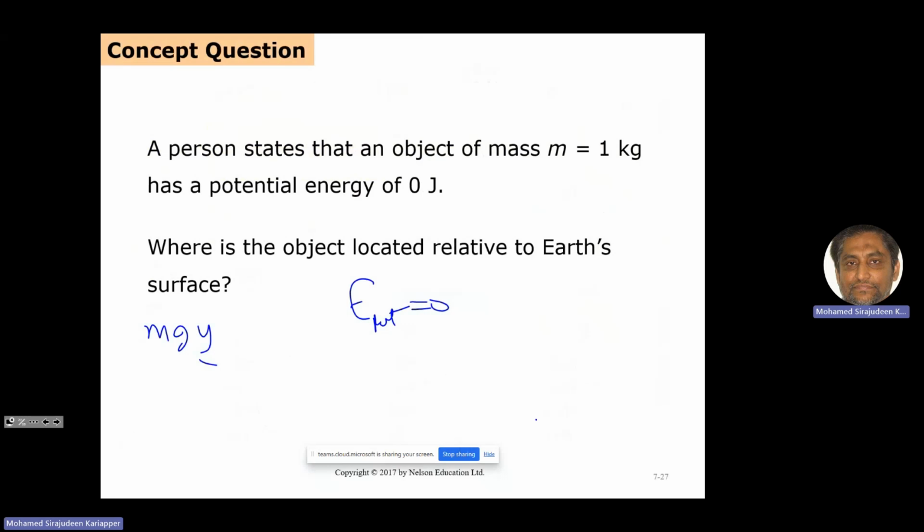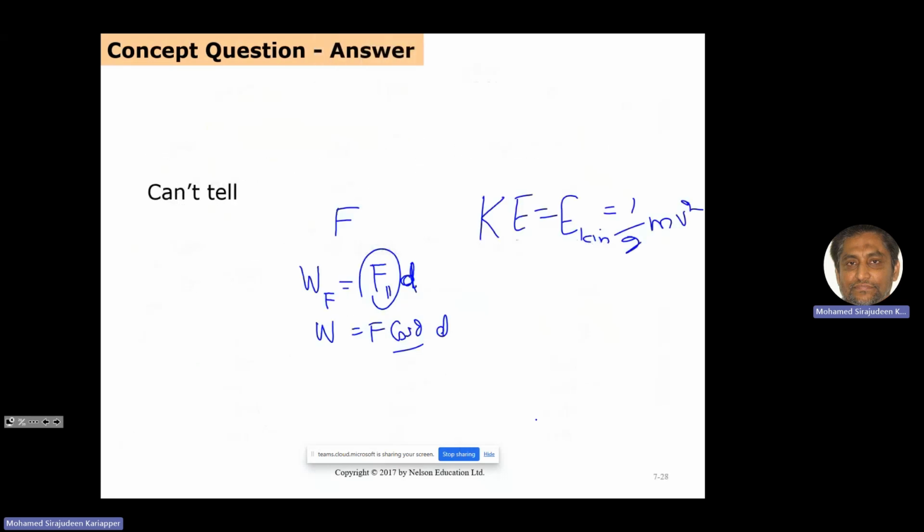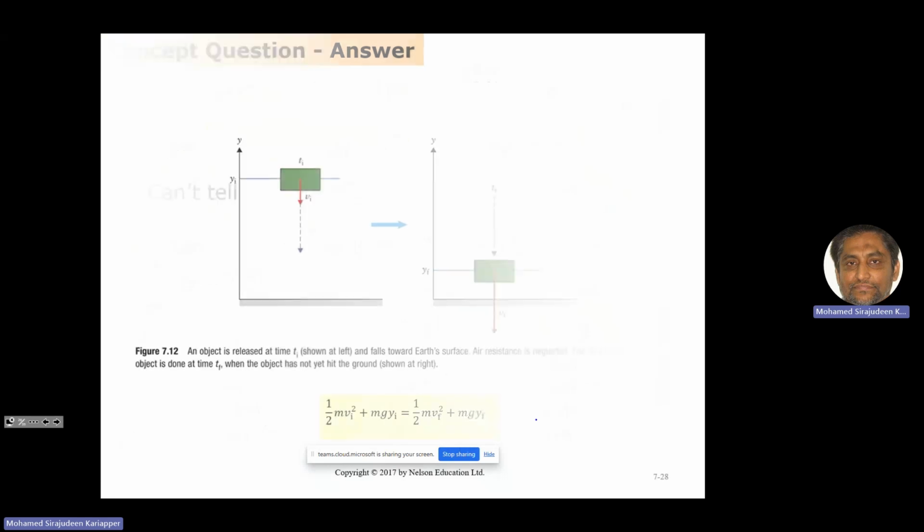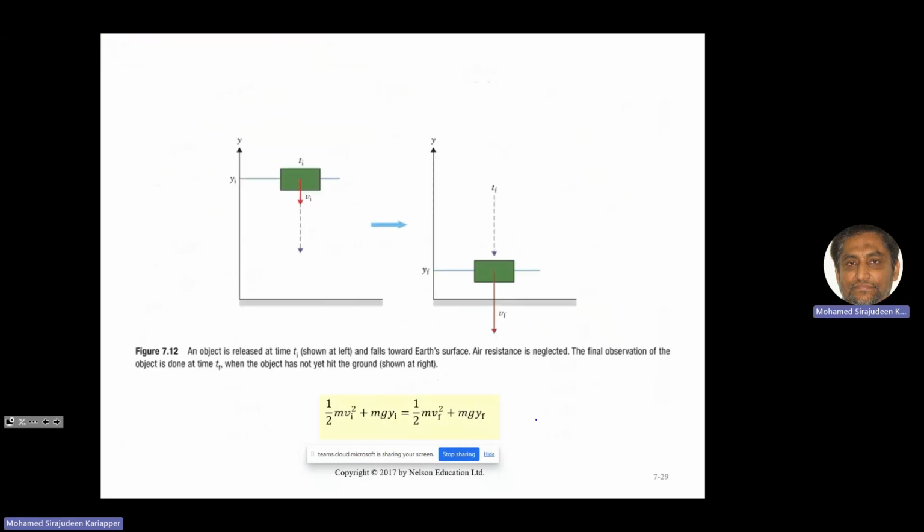But whoever told you the potential energy is 0 didn't tell us where he put the y equal to 0. So that means we cannot tell. Only the person who did the measurements knows. He didn't tell me where he put the y equal to 0. So that's why the answer is can't tell. Right.